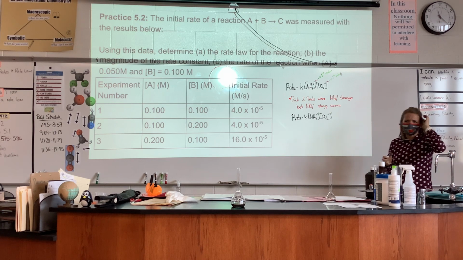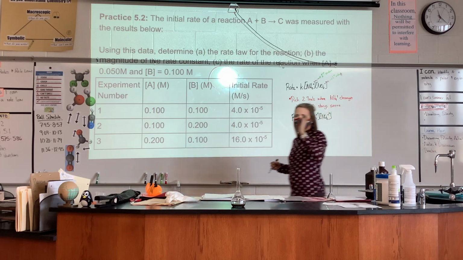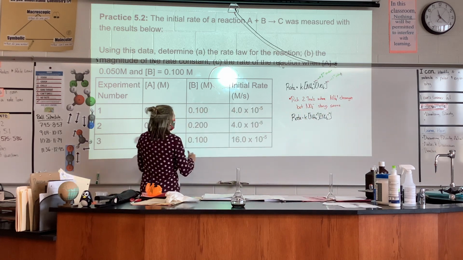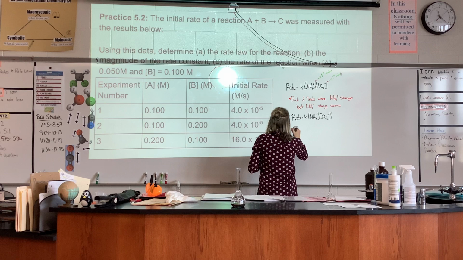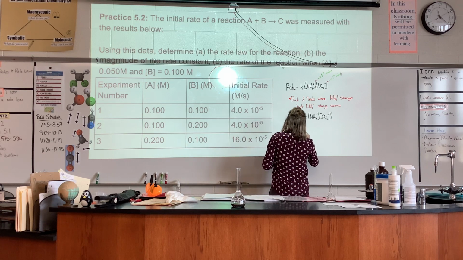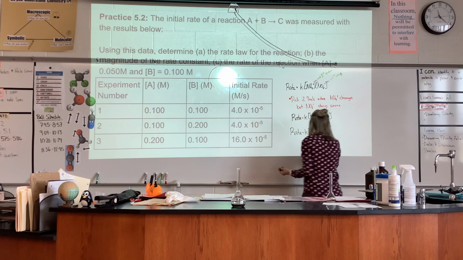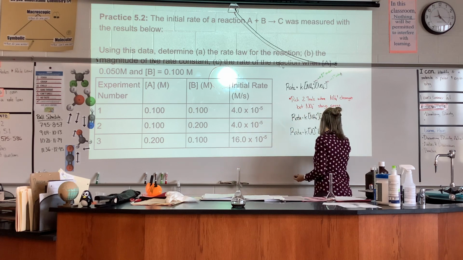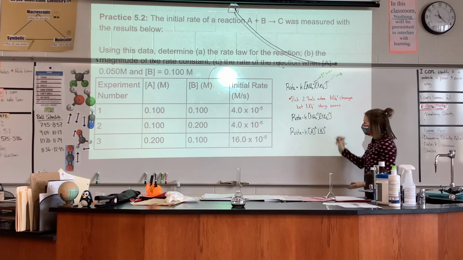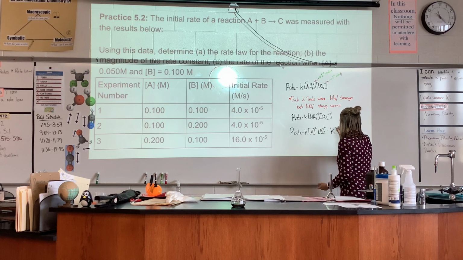Okay, you should have, I think I checked most. But your answer should be rate equals K, A to second order, and then B is 0 order. So you could write it like that, or you could just take out the B.